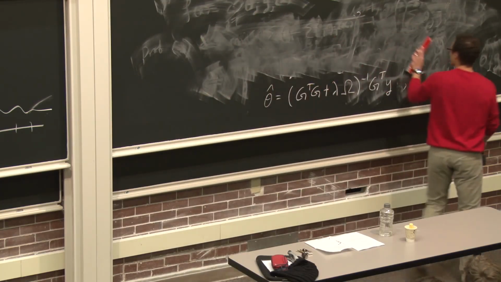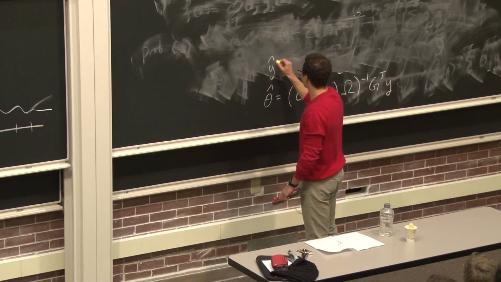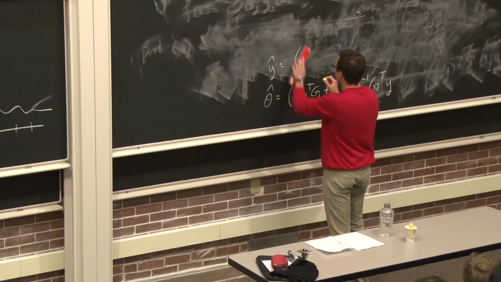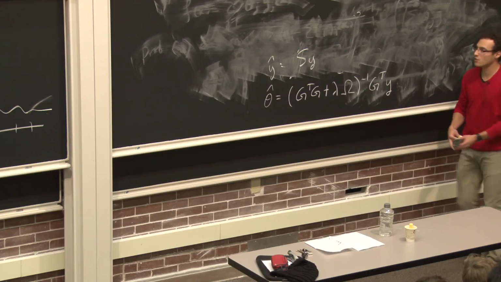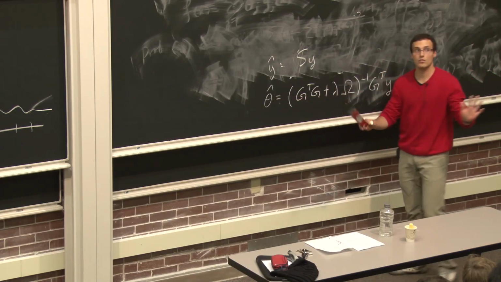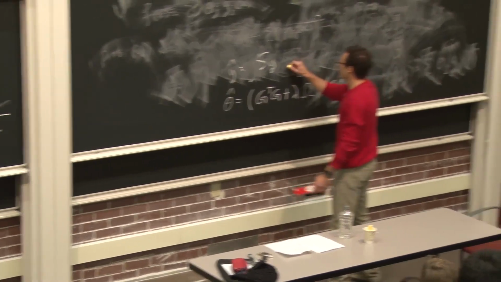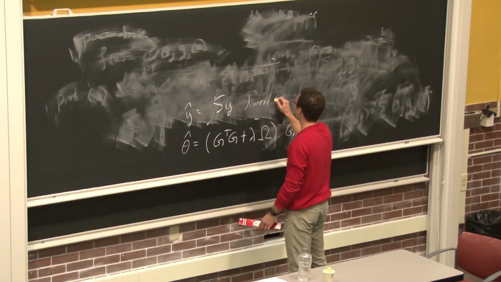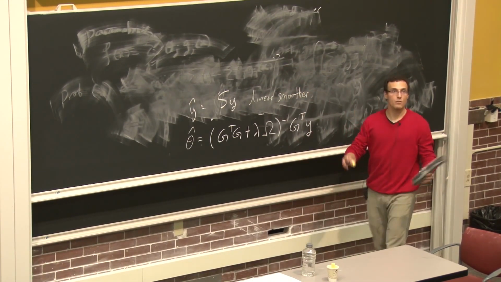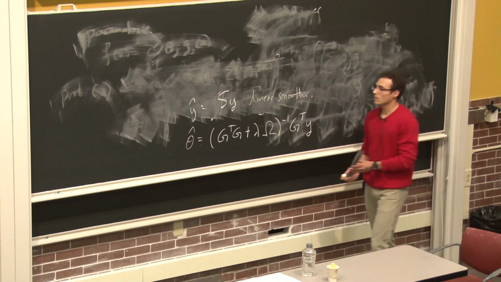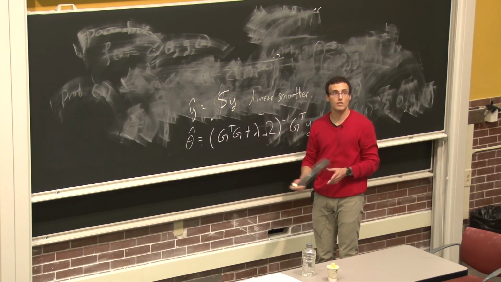This last equation shows us that y hat is just some linear function. We'll call it S times y. I get that by multiplying: y hat is just G times theta hat, so it's a linear function of y. S is just G times all this stuff. So it is, again, a linear smoother. Now this matrix S depends on the x points. It also depends on lambda. But modulo choosing lambda, that's just a linear function. It doesn't depend on y. It's a linear smoother.